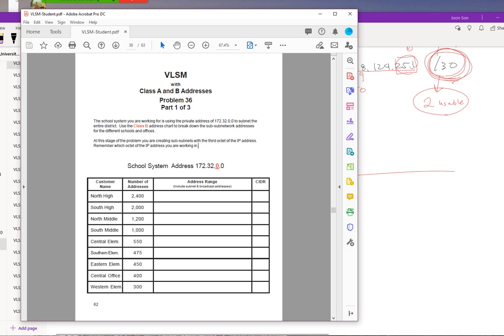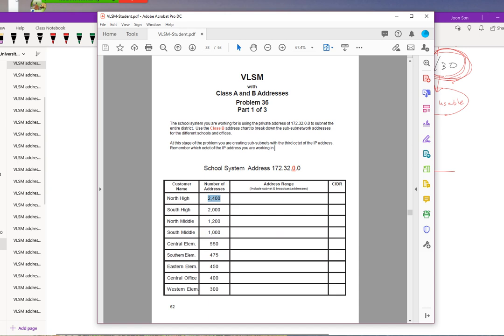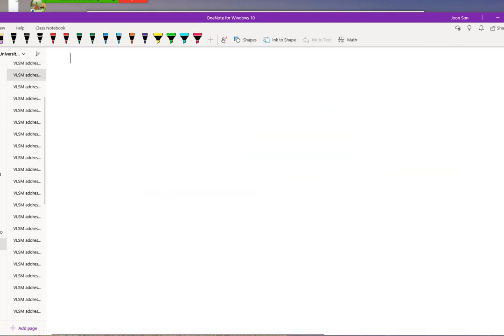The requirement is that the North High network needs at least this many IP addresses. So by looking at this number of addresses, you know that you have to use a Class B VLSM chart.